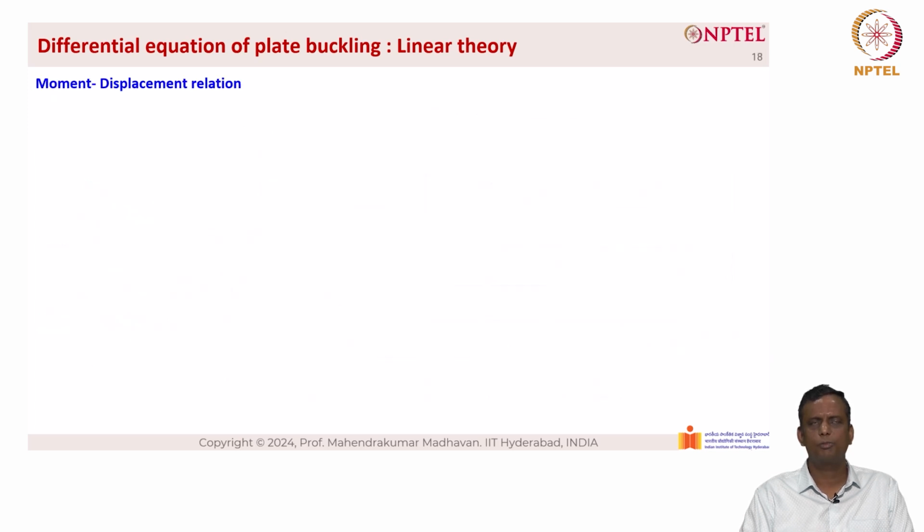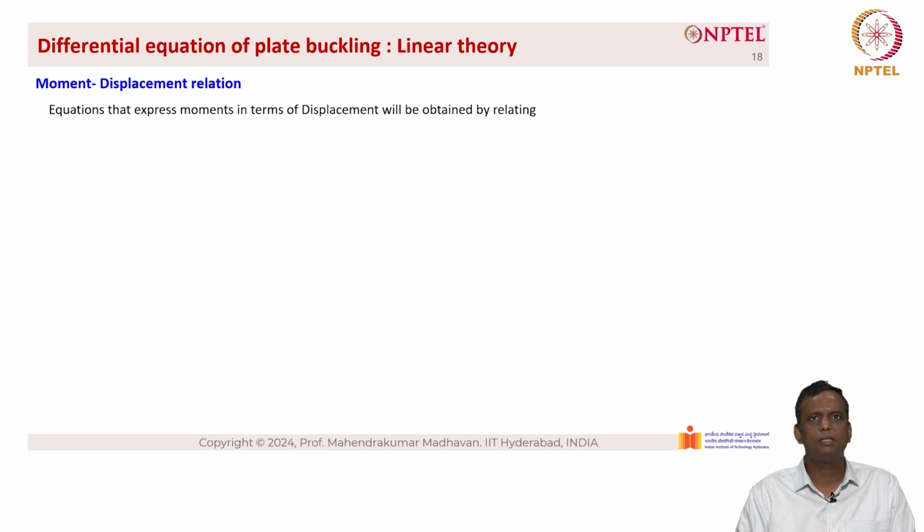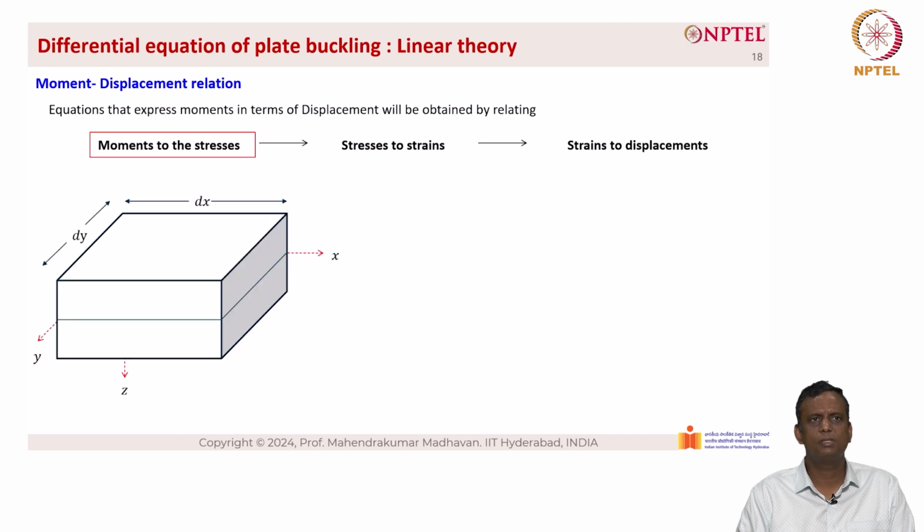Now let's look at the moment displacement relation. Equations that express moment in terms of displacement will be obtained by relating moments to stresses, followed by stresses to strains, and from strains to displacement. Now let us look at moments to stresses. So we have this small element dx, dy and dz, and the middle surface is where the z starts. So the total thickness is divided as h by 2 at the top and h by 2 at the bottom. Now we take a small slice of the plate, which we call dz, at a distance z in the positive direction downwards, and we have the corresponding normal stresses sigma x and sigma y.